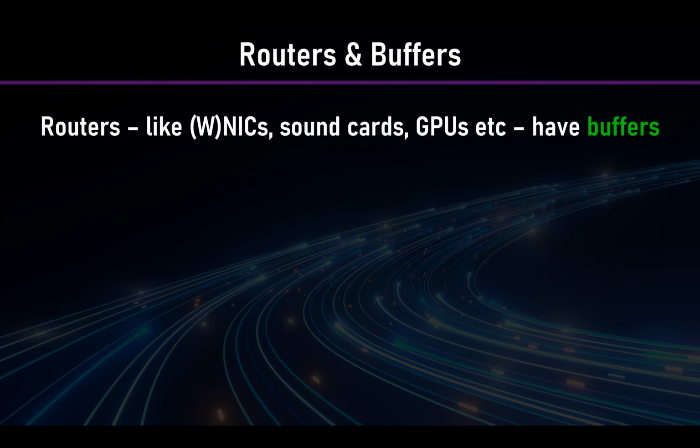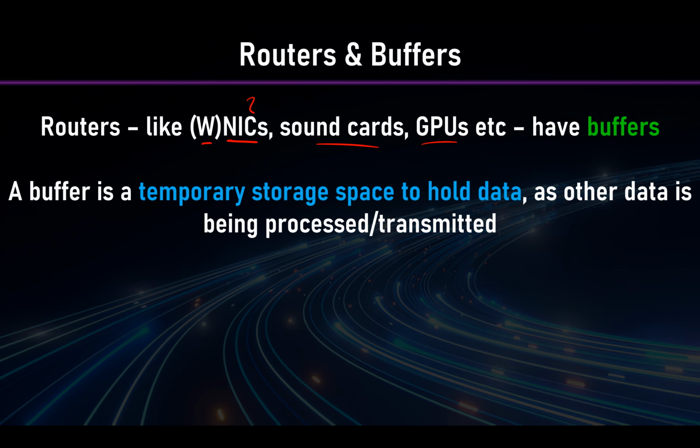Alright, so routers will have WNICs, so hopefully people remember this. Of course, W means wireless, so wireless network interface card. And if you remember, the C can have two meanings, either card or controller. You can use either of those words. Also sound cards, GPUs, etc. All of these components are going to have buffers.